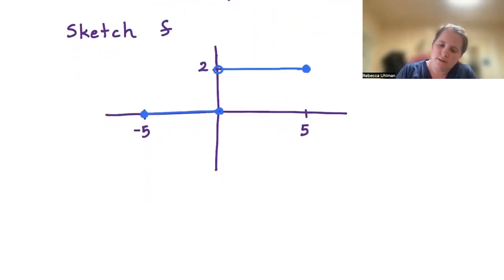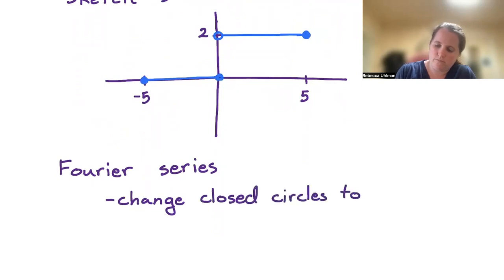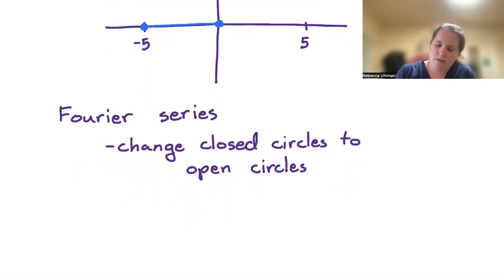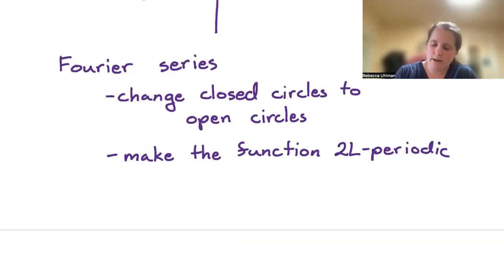So for our Fourier series, we're going to change all those closed circles to open circles. We will make the function 2L periodic. And then once we do that, we will add closed circles in to split the difference for each jump discontinuity.